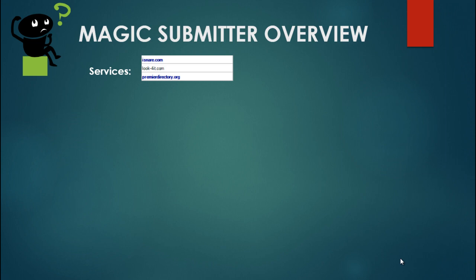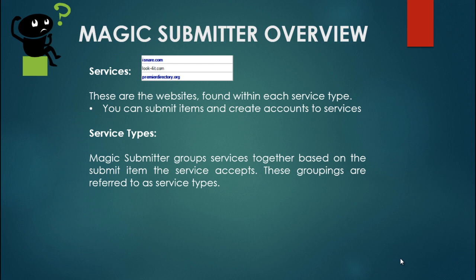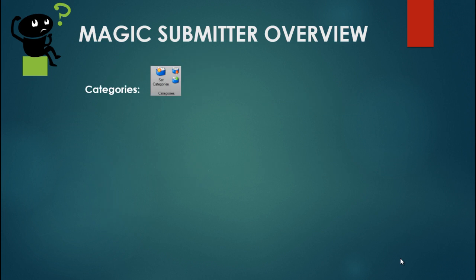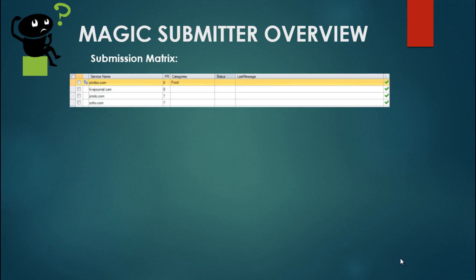Next, we've got services. These are the websites found within each service type. You can submit items and create accounts to services. Service types: Magic Submitter groups these services together based on the submit item the service accepts. These groupings are referred to as service types. Here's a couple of examples of service types: blogs, videos, RSS feeds, etc. Next is categories. When posting submit items, some services will require you to choose a suitable category for your submit item to be posted to.